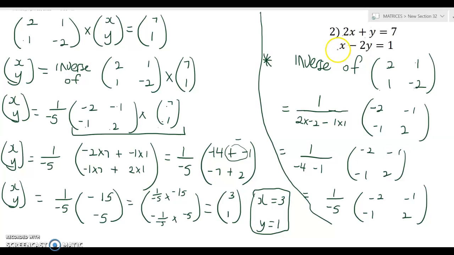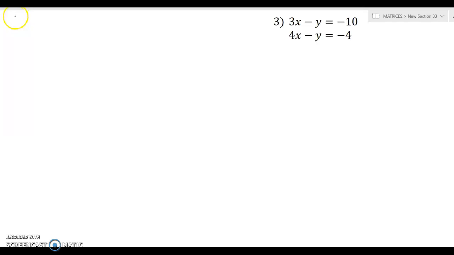Once you substitute your values for x and y into the original equations, you would see that once they work out to give you the answers on the right, they are correct. Now we have our last question, so let's plot out a matrix. So we have 3x minus y equals minus 10, 4x minus y equals minus 4.